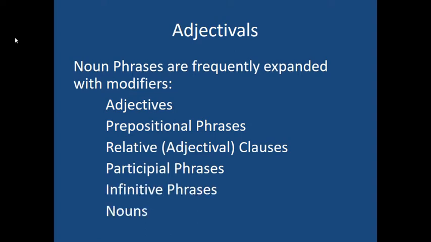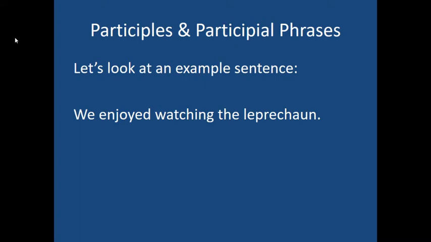Later, we'll take a look at infinitive phrases and nouns. So we're going to take a look at this participial phrase today. Take a look at an example when it says, "We enjoyed watching the leprechaun." Well, watching the leprechaun is a gerund phrase. It's the direct object of the verb enjoyed. We enjoyed what? Watching the leprechaun. Collectively, those three words are working as a direct object for that verb enjoyed.